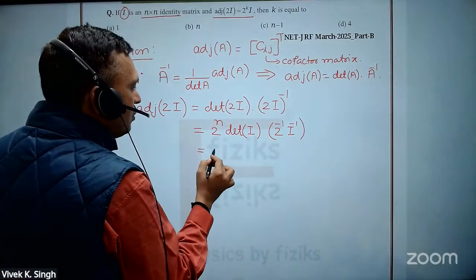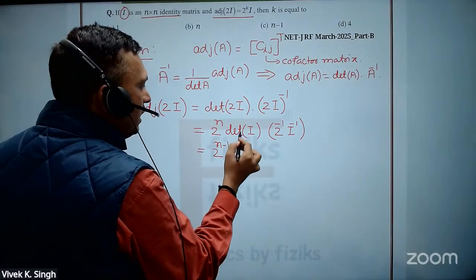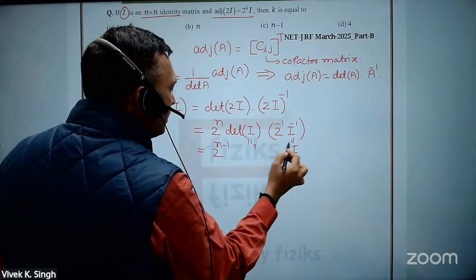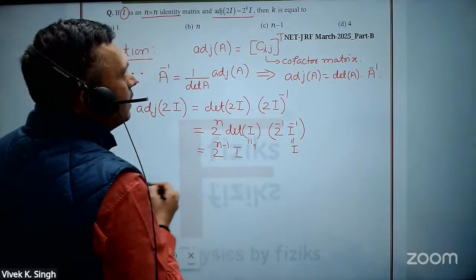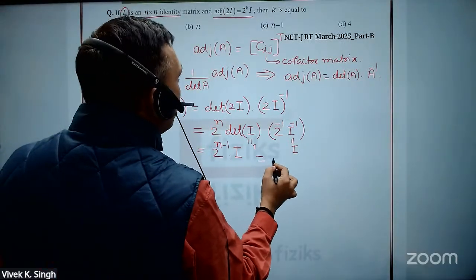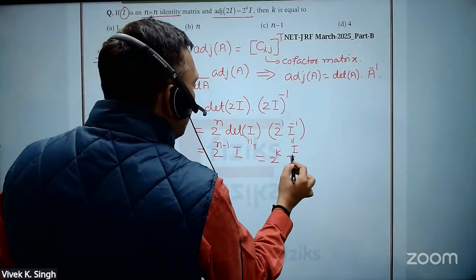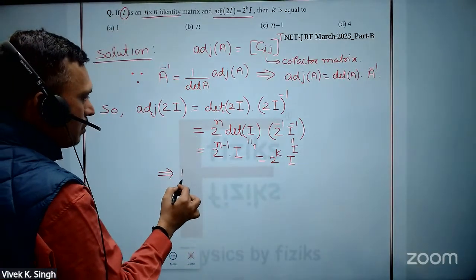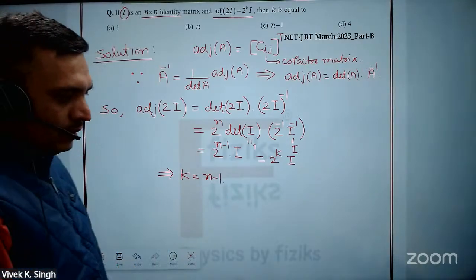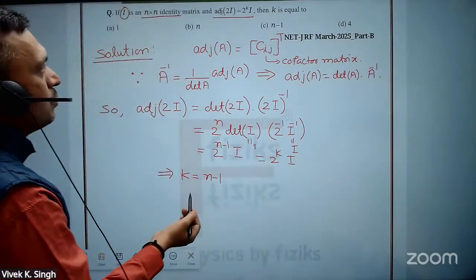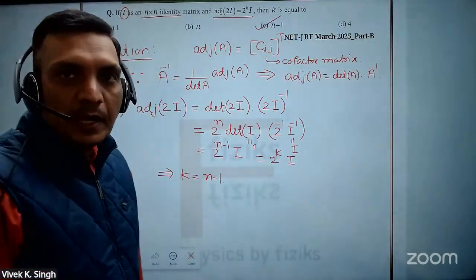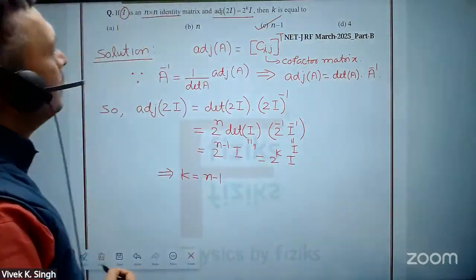So again, this will be 2 power n minus 1. Determinant I will be 1, and this I inverse is I. So this will be I. Now you can see they have given this value, which is equal to 2 power k I. So if you compare both sides, k will be n minus 1. Is it clear? So in this way, you can solve this question, and the option will be C because k is n minus 1. So try to write it down.